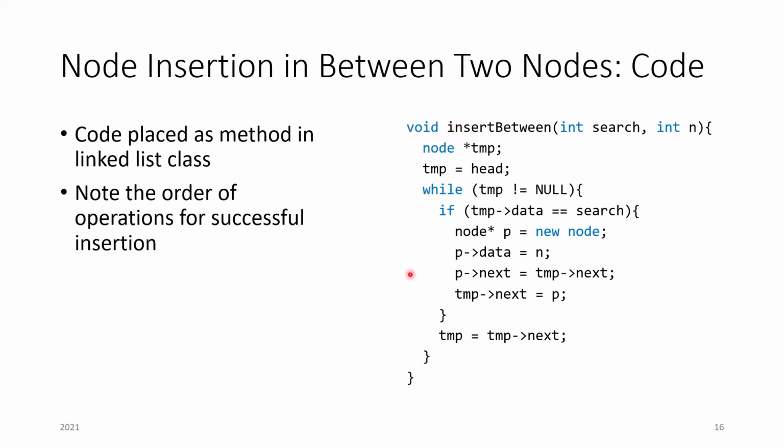Now the code for this is actually given here as well, and it's basically just knowing the sequence of steps to go through, preserving the order of the list by inserting a new node in between two existing nodes.